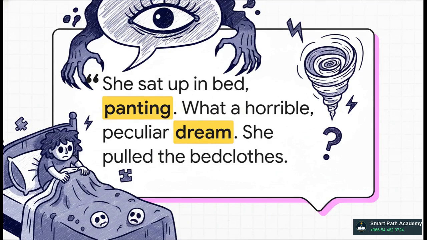She pulled the bedclothes. Here, the text gives us someone waking up panting from a horrible dream. That's a nightmare, and it definitely generates fear. Plus, she's in her bed, which is a very familiar setting, but suddenly it's feeling incredibly scary.